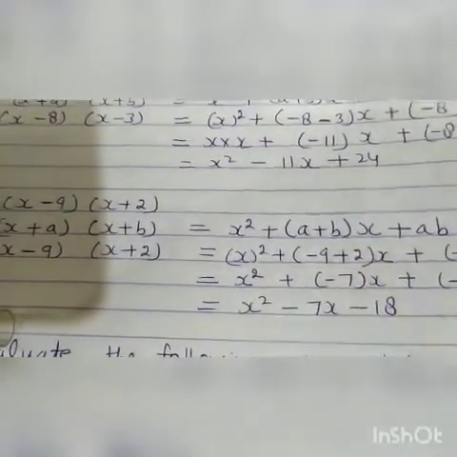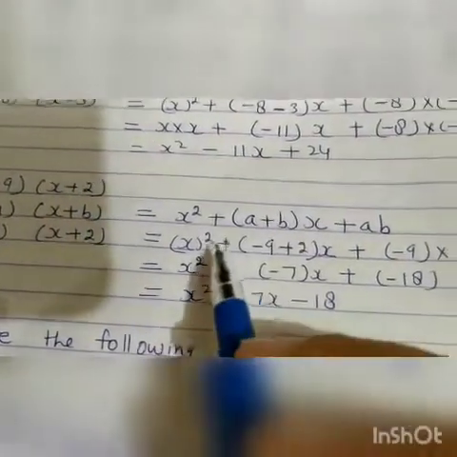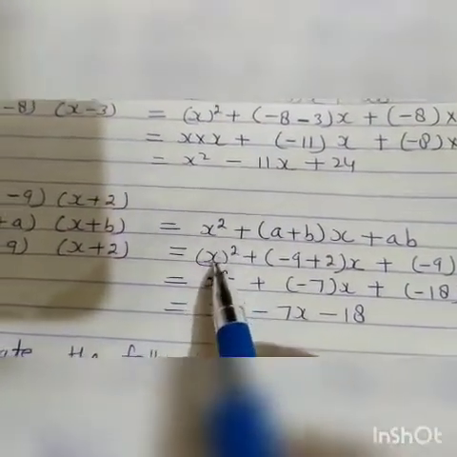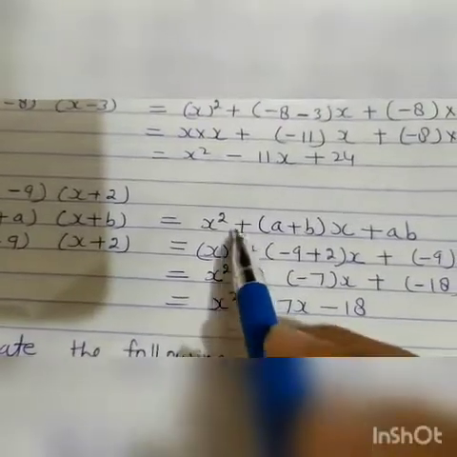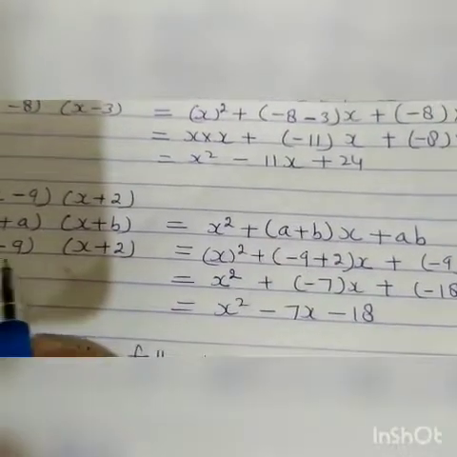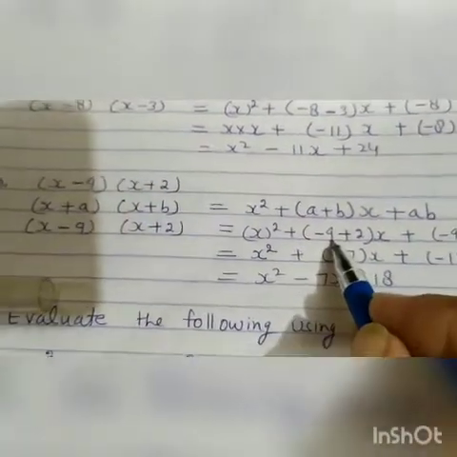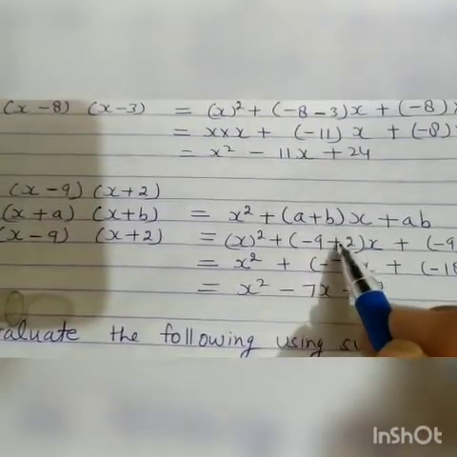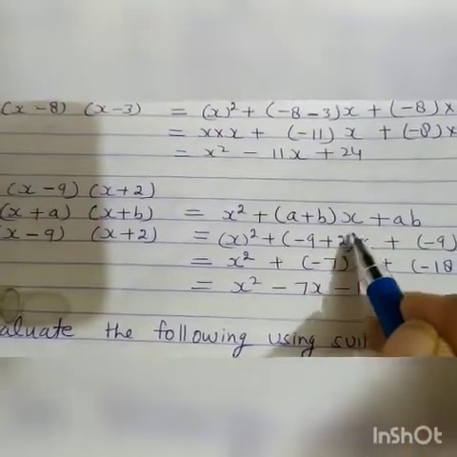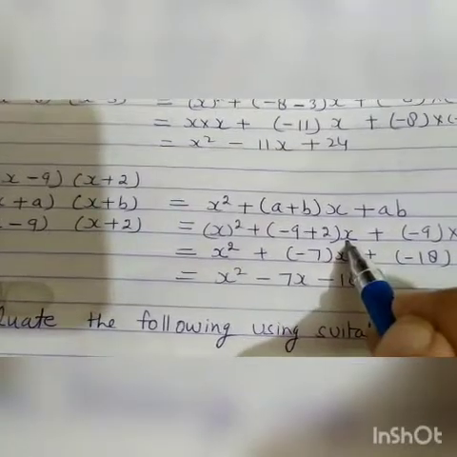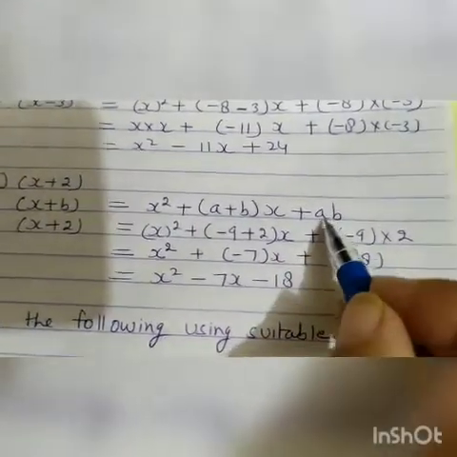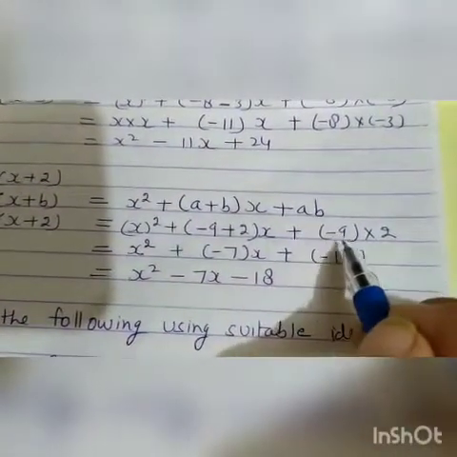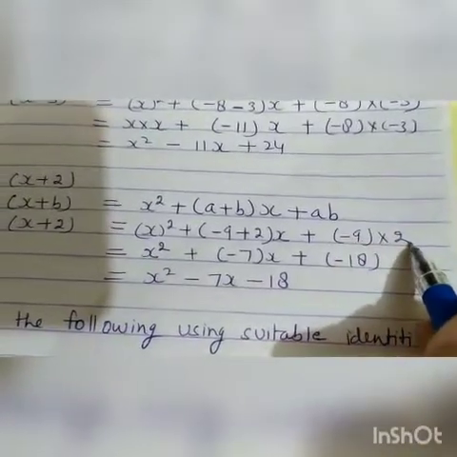So we will do accordingly. First term square means x whole square, plus the value of a is minus 9. We will write here −9 plus b, where the value of b is 2, multiplied by the first term x, plus ab. ab means a multiplied by b, so −9 multiplied by 2.